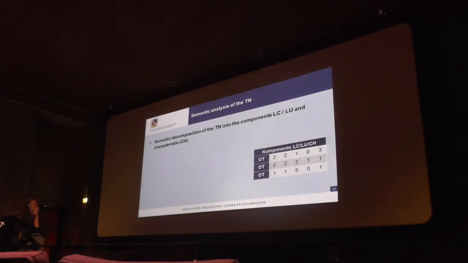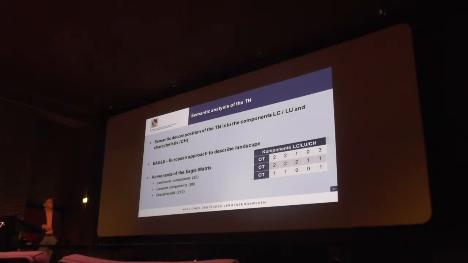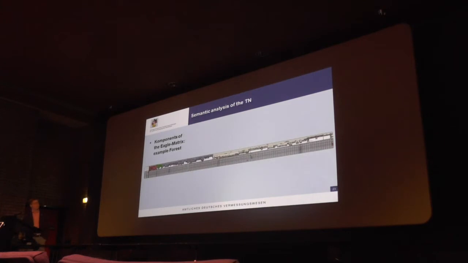The core question is how to do a semantic decomposition. But there's also a toolbox existing. So we have used the EAGLE concept, as a European approach to describe the landscape, with all the classes and the components. There are 32 components for land cover, 88 components for land use, and a lot of characteristics. And so you can take for every point good information about the land cover, the land use, and the characteristics.